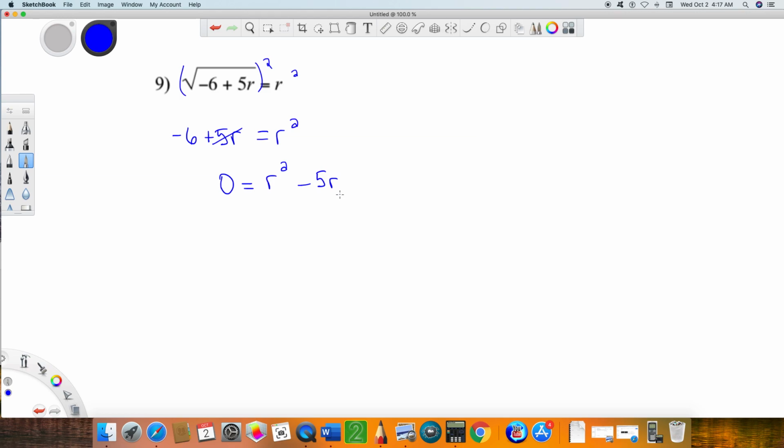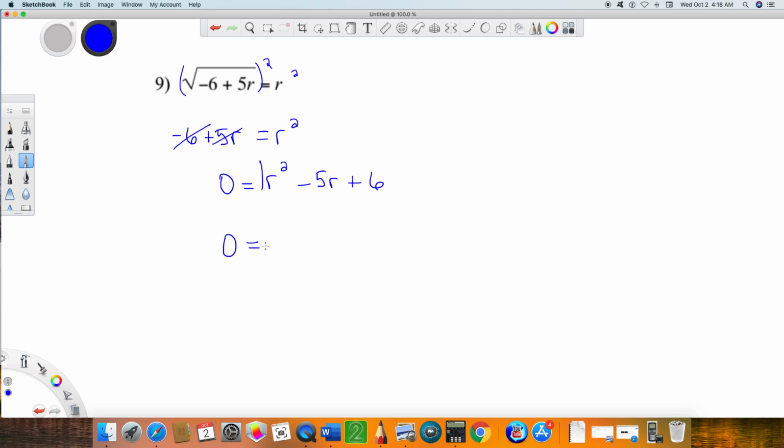Again, notice that if you have a term and it changes sides of an equation, it changes sign. You'll see over here it was plus 5r, and now it's minus 5r. And the same with this minus 6. If I add 6 to each side, you can see that the minus 6 is now plus 6. So with a leading coefficient of 1, this makes it much easier to try to factor this problem.